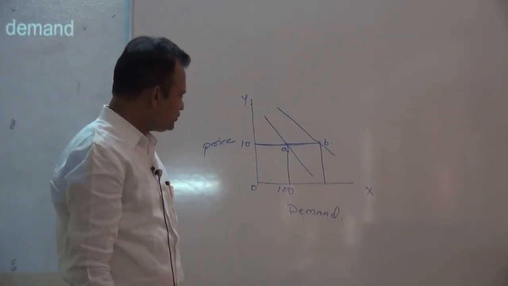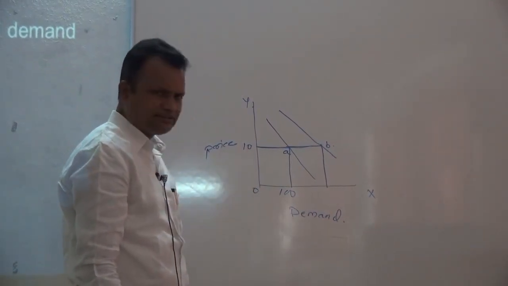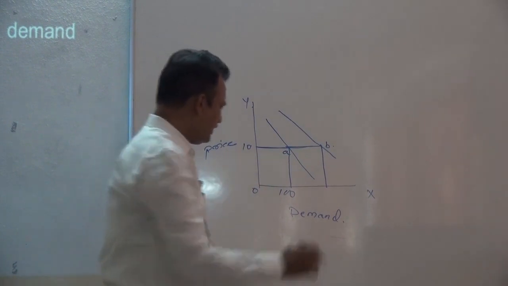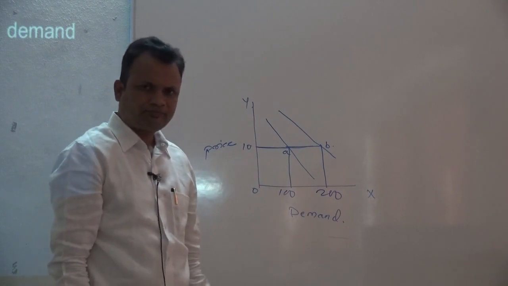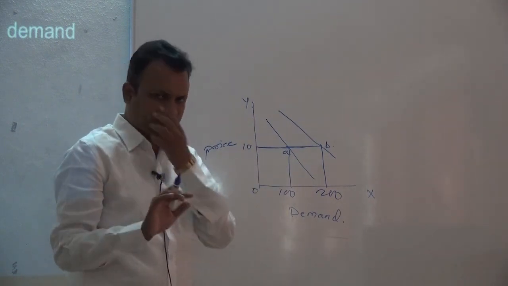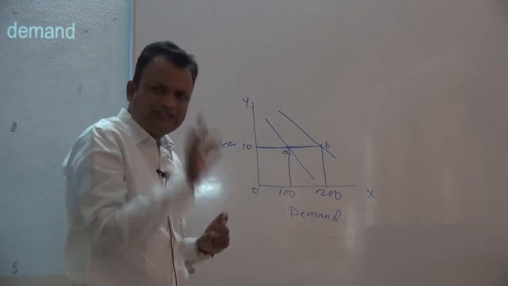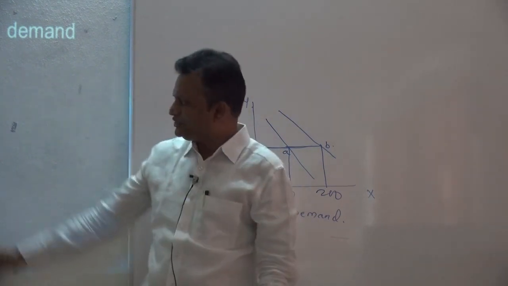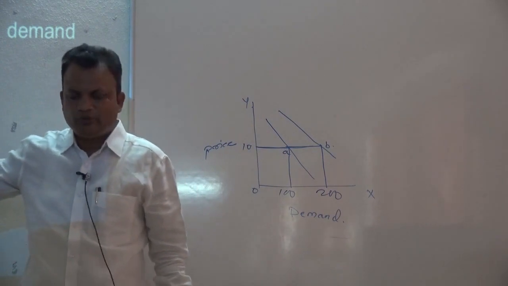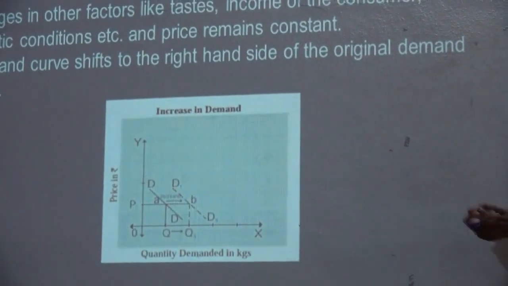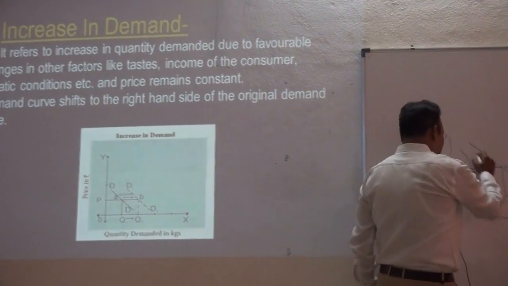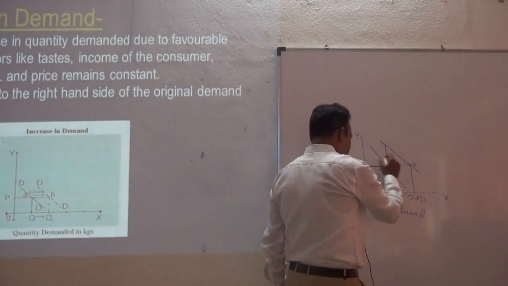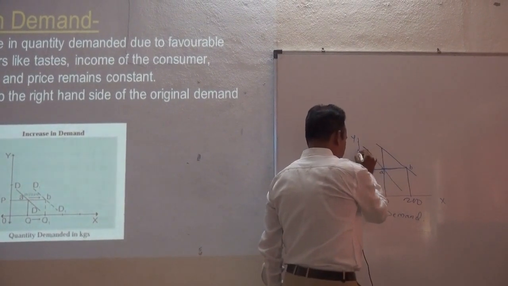Suppose there is no change in price. At the same price level, I am buying 200 units of commodity X due to favorable changes in other factors. This is also considered as an increase in demand, which is explained in this diagram. Look at the slide. But apart from this, we should know another thing also in detail. At a higher price level, the same quantities are demanded. That is also considered as an increase in demand.